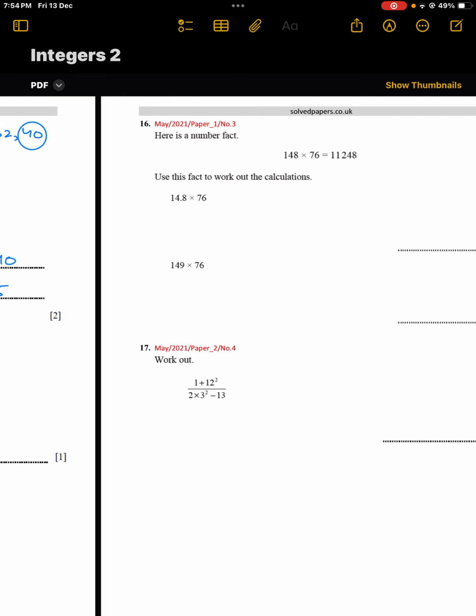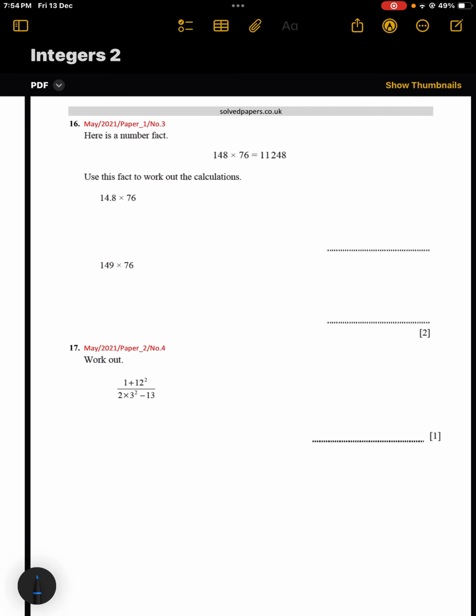Okay, moving to question number 16. Here is a number fact, and it is multiplied with 14.8 times 76. Obviously the answer is to be copied from here: 11248. We don't have any decimal point in the given number, but we do have a decimal point here, so my decimal point will come after one digit, so it will be 1124.8.